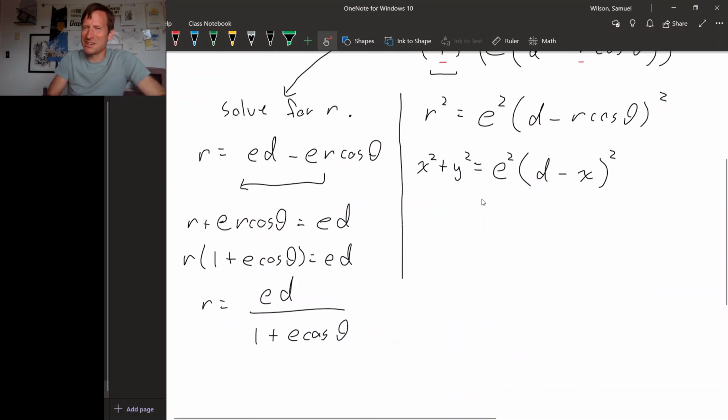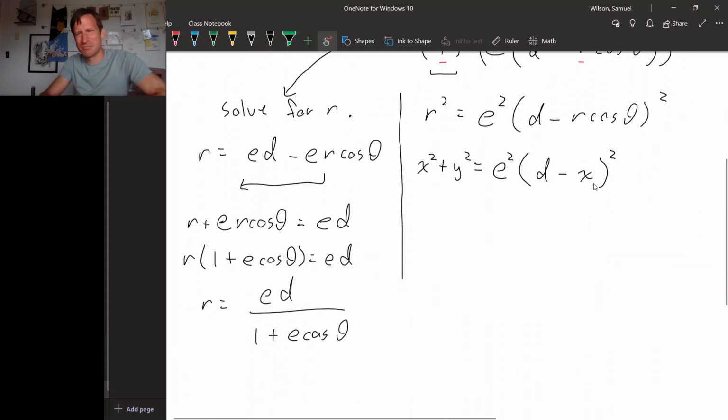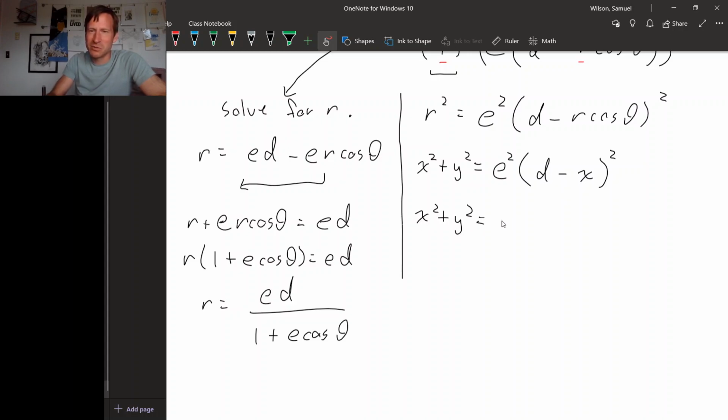All right. Well, this is starting to look kind of suspicious. There are some x squareds, some y squareds, and if we multiply out the squaring on the right-hand side, there's just going to be more x's and y's. It's almost as if this equation, where we have a ratio of distances equals a constant, it's almost as if it's turning into a conic section. Well, let's see what conic section this would be. Let's multiply out the squaring on the right-hand side. So x squared plus y squared equals e squared times, so now we have to multiply this out, d squared minus 2dx plus x squared.